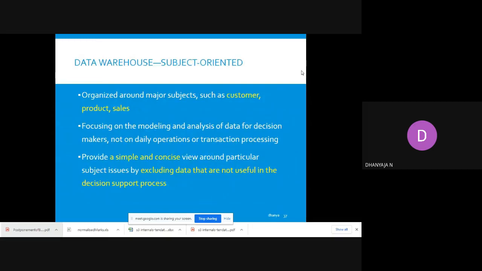Here you can see why we are saying it is subject oriented, because it is organized around major subjects such as customer, products, and sales. If a person wants to know about his product details or which products have the highest demand in the market, he has to analyze the pattern of the product which has the highest demand, focusing on the modeling and analysis of data for decision makers, not only on daily operational transaction processing. It will provide a simple and concise view around a particular subject by excluding data that are not useful in the decision support process.